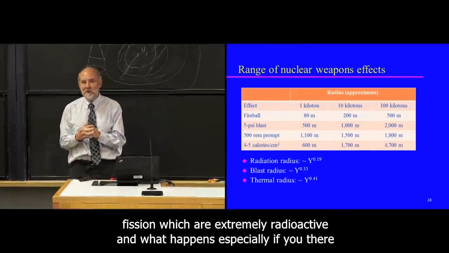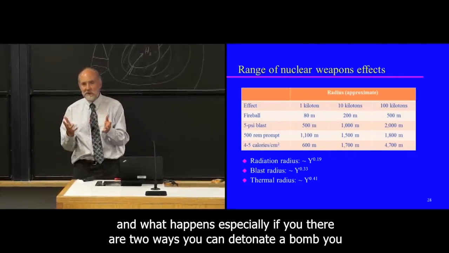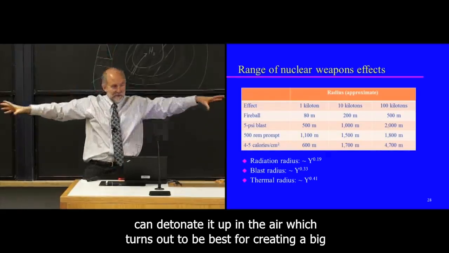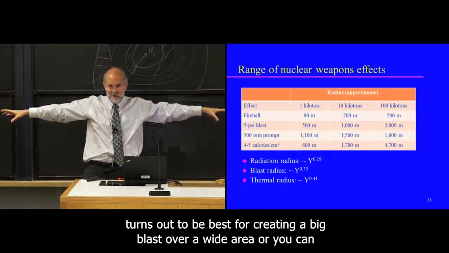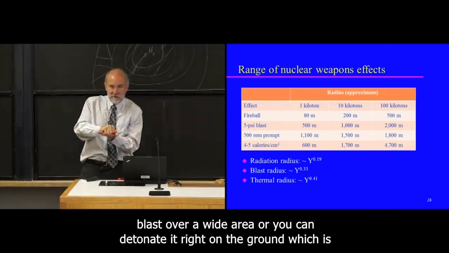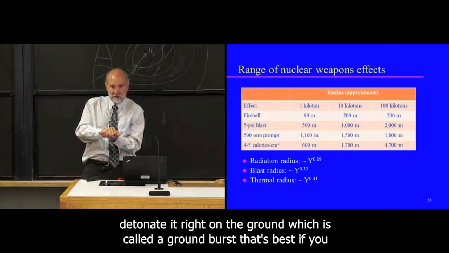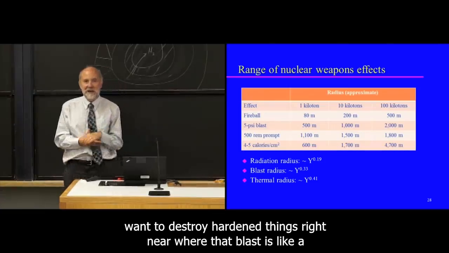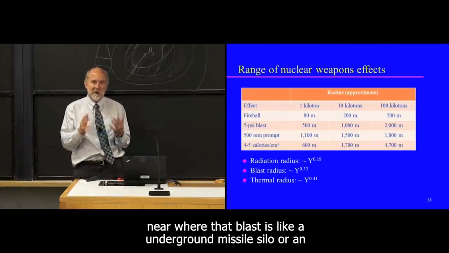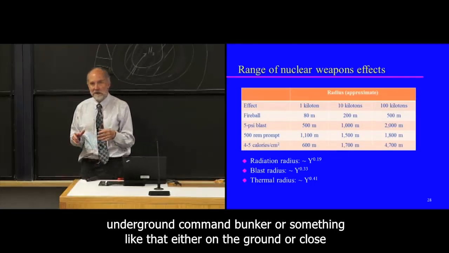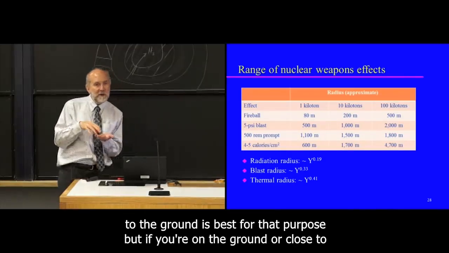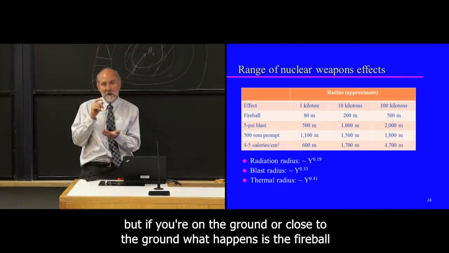And what happens, especially, is that there are two ways you can detonate a bomb. You can detonate it up in the air, which turns out to be best for creating a big blast over a wide area, or you can detonate it right on the ground, which is called a ground burst. That's best if you want to destroy hardened things right near where that blast is, like an underground missile silo or an underground command bunker or something like that. Either on the ground or close to the ground is best for that purpose.